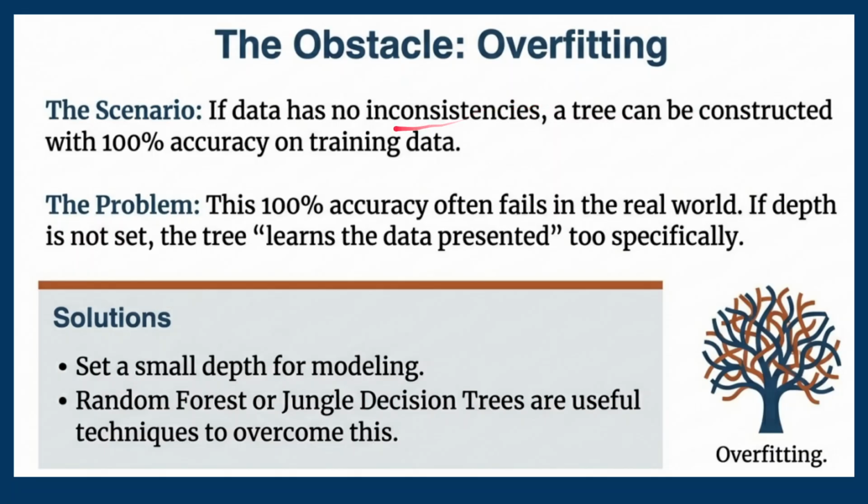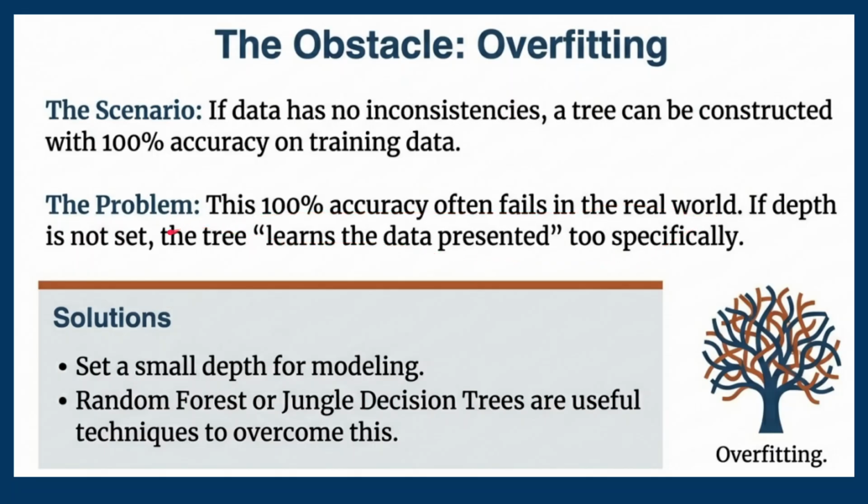Then how to overcome the obstacle? The obstacle here is overfitting. That is the problem we have just seen before. So the scenario is if data has no inconsistencies, a tree can be constructed with 100% accuracy on training data. That means if the data are perfect, we can get 100% accuracy. Suppose the data is not perfect, it fails in the real world.